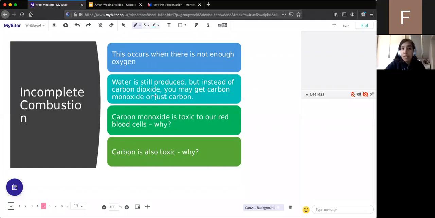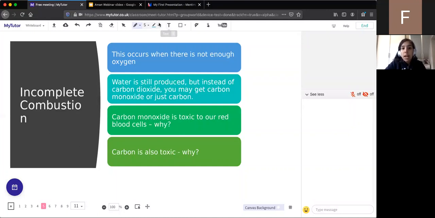So you may have covered this in biology, or if not, think about what's the role of our red blood cells in the body, and why do we think that carbon monoxide is toxic? Any ideas? What makes carbon monoxide toxic? Great. So someone's saying it reduces the amount of oxygen the red blood cell can carry. Great. Yep. It decreases the carrying capacity of oxygen. It prevents oxygen being carried.